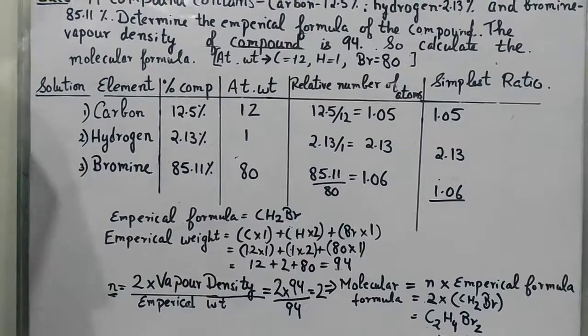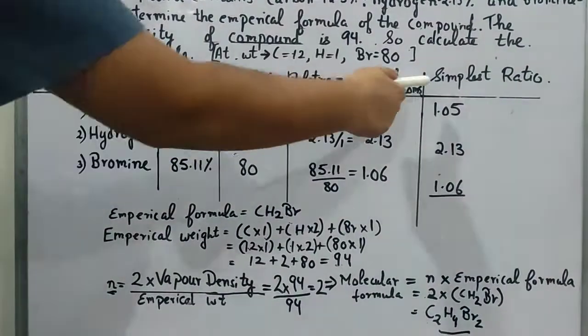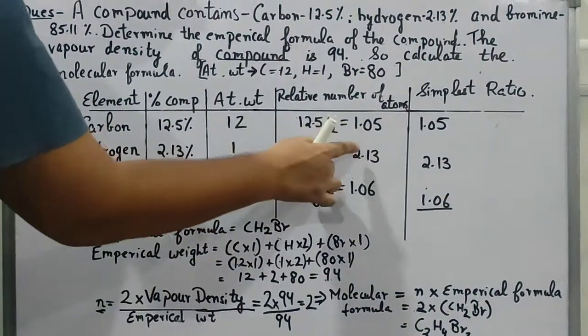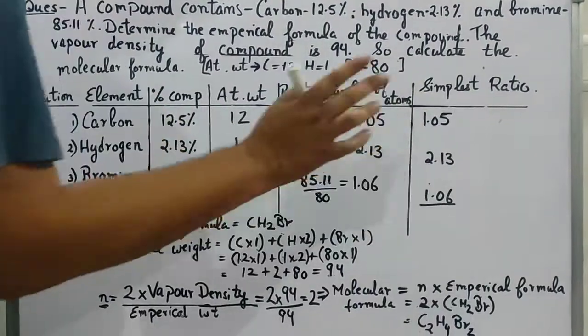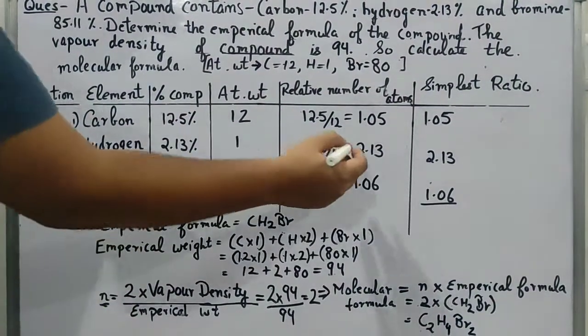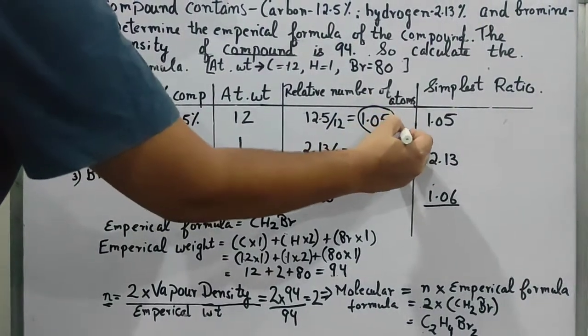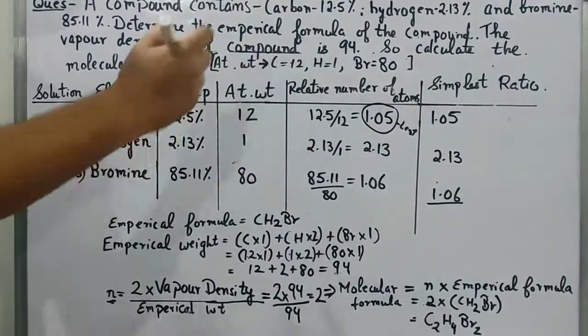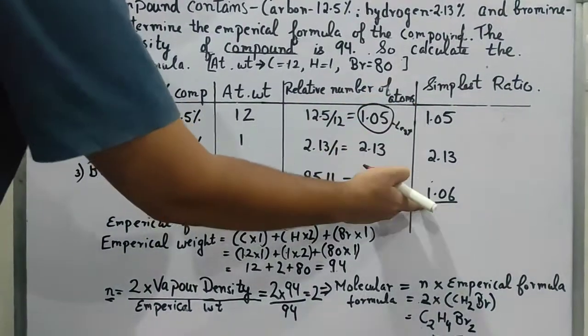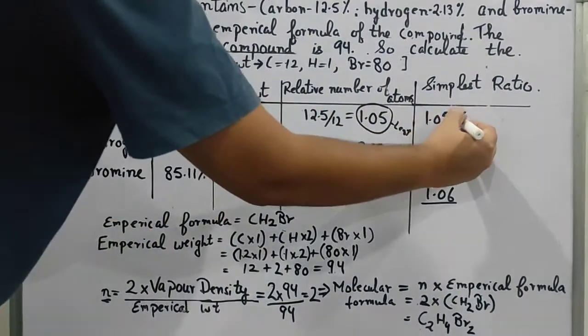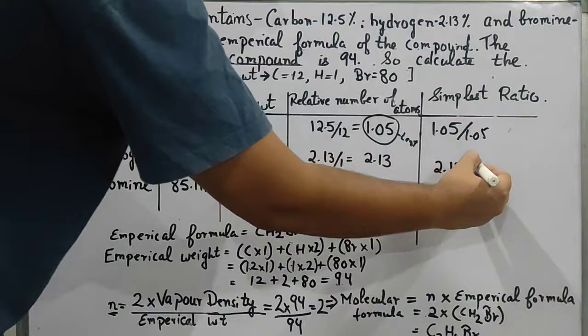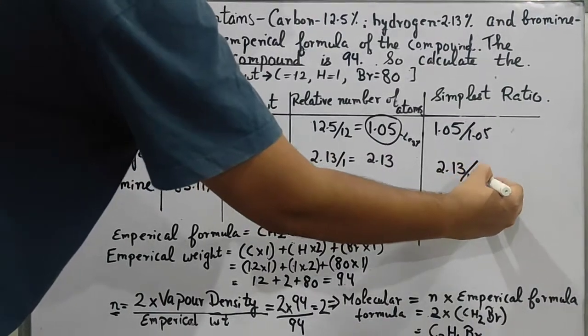Now in the fifth column, the last column, which says simplest ratio, copy down all these 3 values in the last column and then here pick out the least value. The least value is 1.05 and divide these values with this value. So 1.05 goes in the denominator.